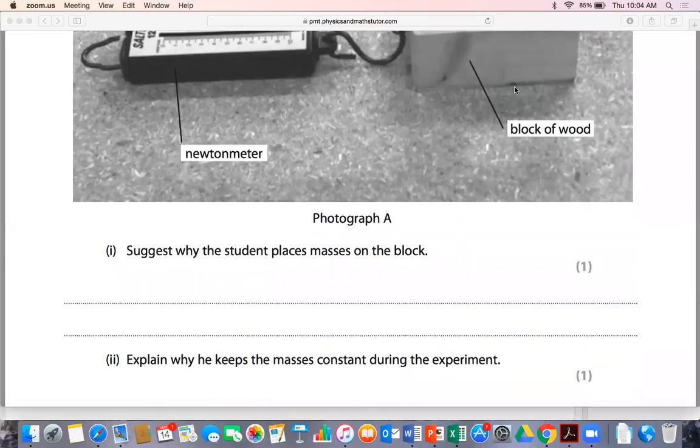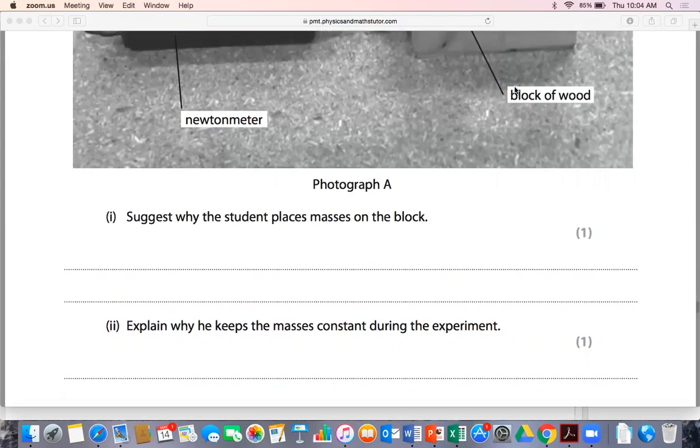Make sure that for each surface when you pull the block of wood, the only thing that will be different is the type of surface, because you don't want to do the test unfairly. So you're increasing the friction actually. You want to ensure good contact with the surface.